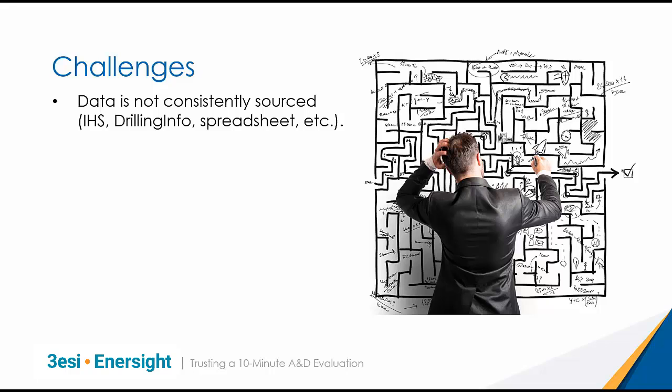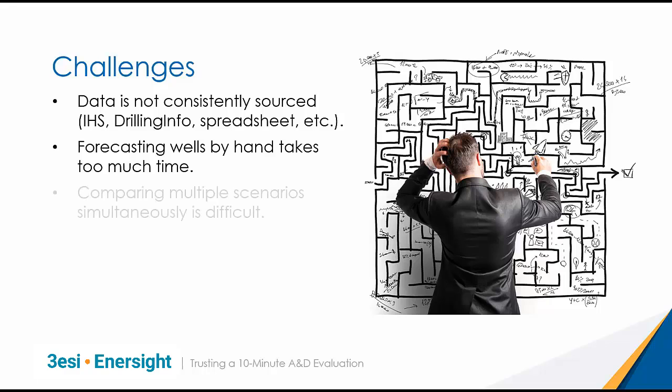That's a big challenge. The next one is that forecasting by hand, taking that data and putting a production forecast on it, takes time. If you're trying to look at multiple acquisition opportunities, multiple data sets, each one of those requires manual forecasting, and you're going to start bumping into yourself. How do we make sure that we prevent that from happening?